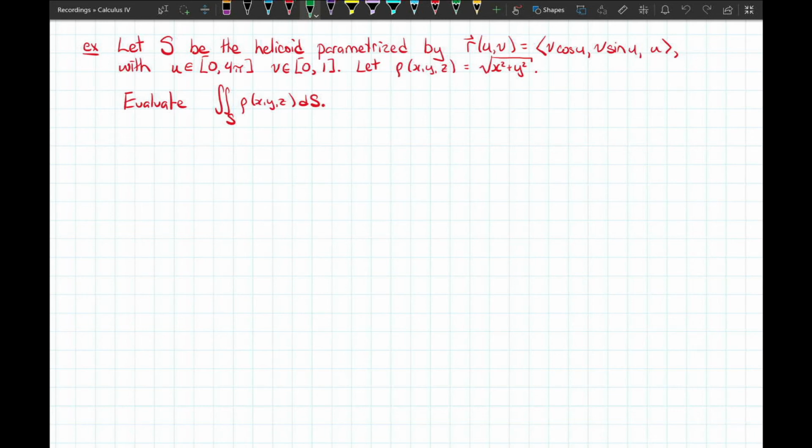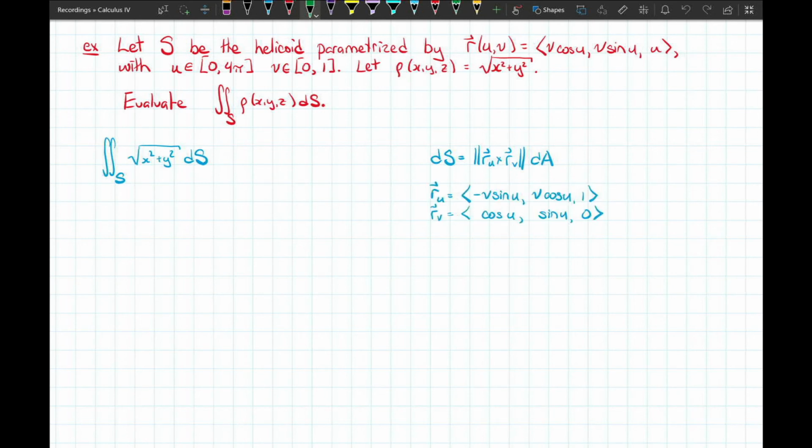Let's first start off by turning this surface integral into a double integral. We're starting off with the surface integral of the square root of x squared plus y squared over this helicoid. And remember that dS is just equal to the magnitude of r_u cross r_v dA. So we will need to find the two partial derivatives of our helicoid, and those are fairly simple to calculate. r_u is equal to negative v sine u, v cosine u, and 1, and r_v is equal to cosine u, sine u, 0. Now we'll have to find the cross product of those two vectors.